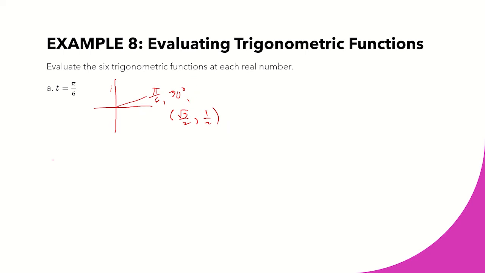So, the sine of pi over 6 is just the y coordinate, 1 half. The cosine of pi over 6 is square root of 3 over 2. Our cosecant is just the reciprocal of our sine. So that's 1 over our sine, 1 over 1 half. So get the reciprocal. The reciprocal of 1 half is 2. So it's 2.